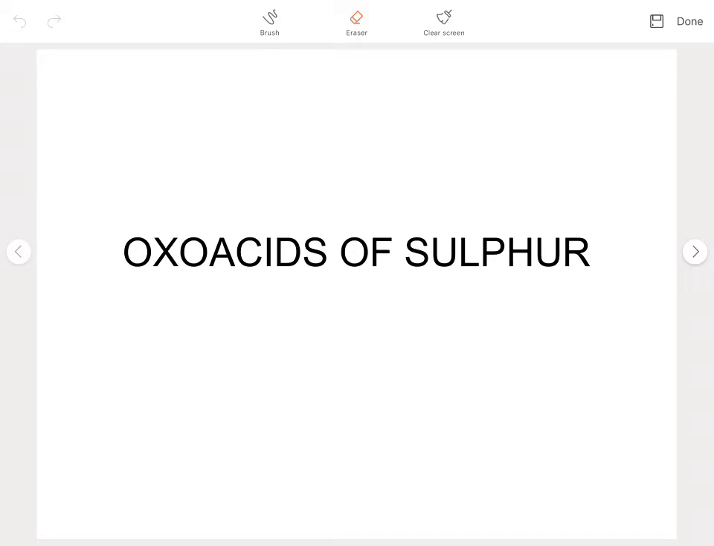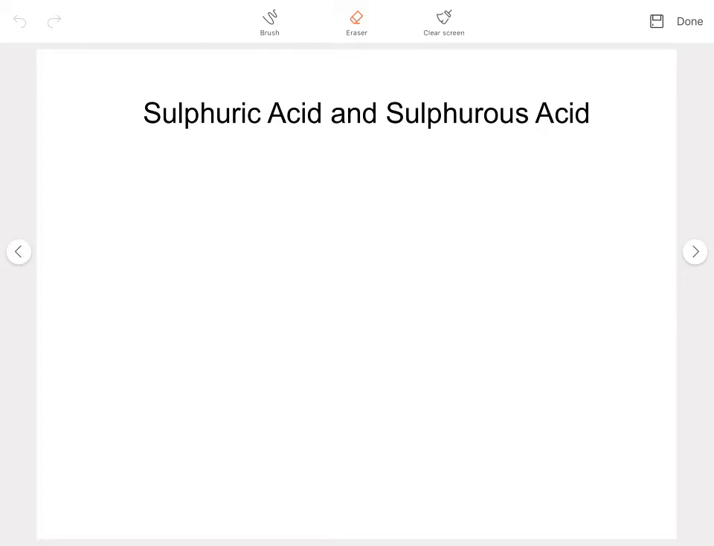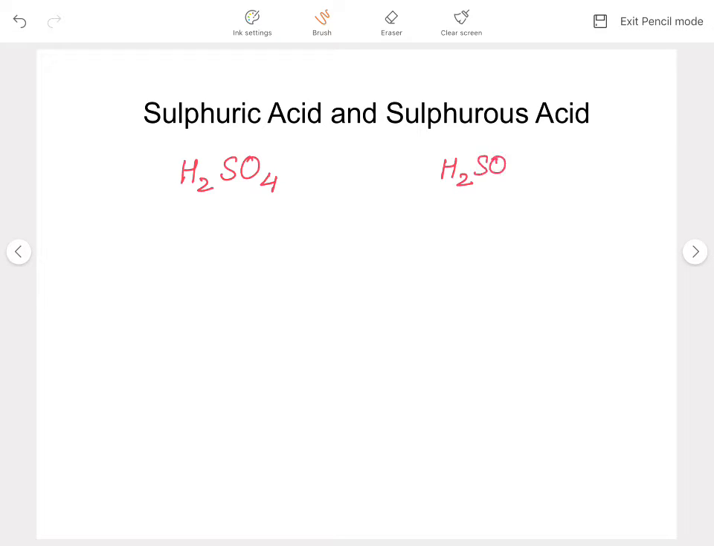Today we'll study how to draw the oxoacids of sulfur. Let's begin with sulfuric acid and sulfurous acid. So the formula for sulfuric acid is H2SO4 and the formula for sulfurous acid is H2SO3.